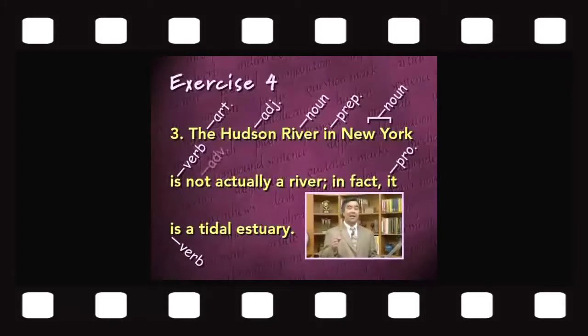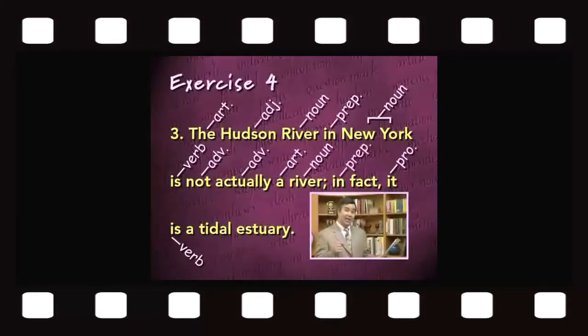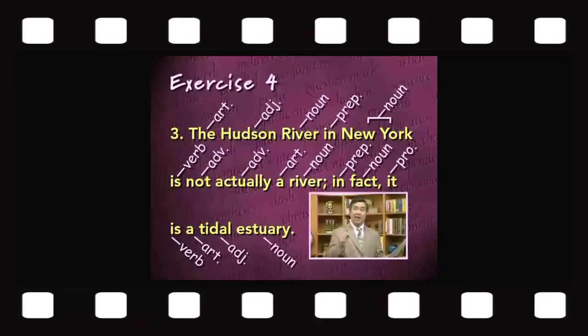We saw that not is one of the most common adverbs, and that's how it's being used here, and actually is another adverb, also modifying the verb is. A is, of course, an article, and river is a noun. Now we move into the second clause. In fact is a prepositional phrase. So in is the preposition, and fact is a noun. It is a pronoun. Is, we've already seen, is the verb. And a tidal estuary is an article, an adjective, and a noun. Estuary is a noun because it names a particular thing.